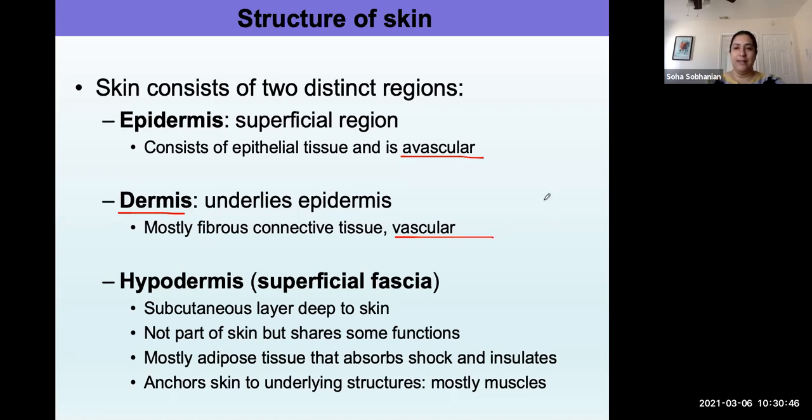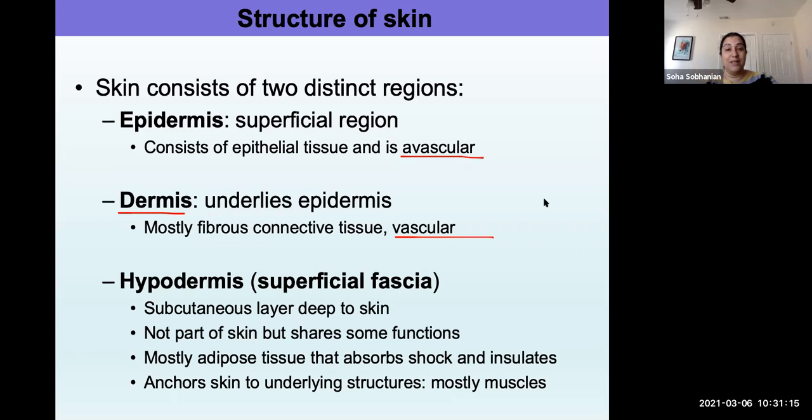The dermis is mostly fibrous connective tissue, which, if you want to write this down or make a note for yourself, is dense irregular connective tissue. That's specifically what that connective tissue is. And then I wrote hypodermis here, but as you note, the hypodermis is technically not considered part of your skin. It's underneath the skin and helps you anchor your skin to the muscles.